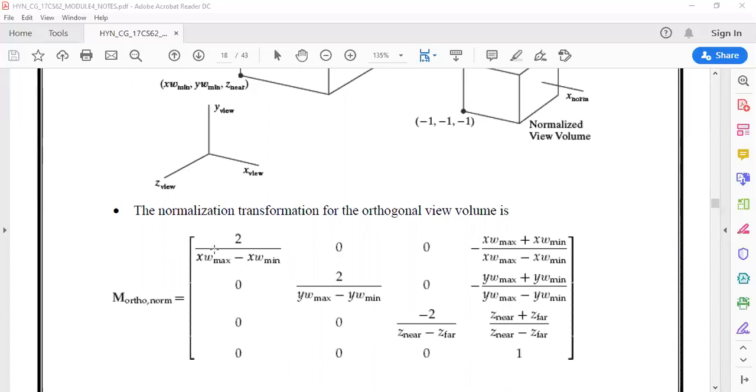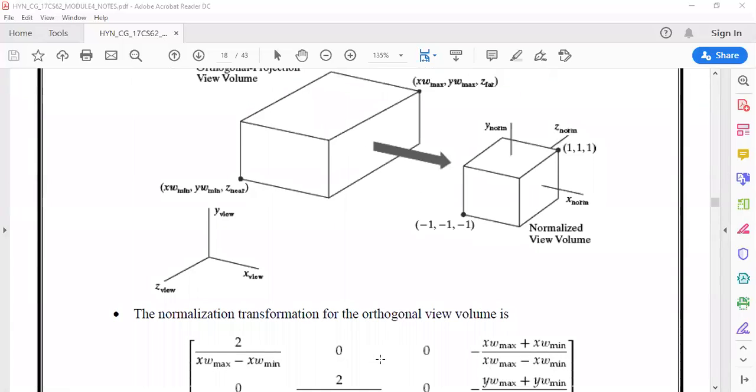So there we had 2 divided by xw max minus xw min, 0, 0, minus xw max plus xw min divided by xw max minus xw min, right? So again 0, 2 divided by yw max minus yw min, 0, minus yw max plus yw min divided by yw max minus yw min. Again 0, 0, right? So minus 2 divided by z near minus z far, right?